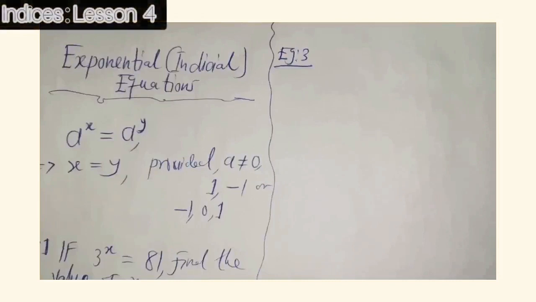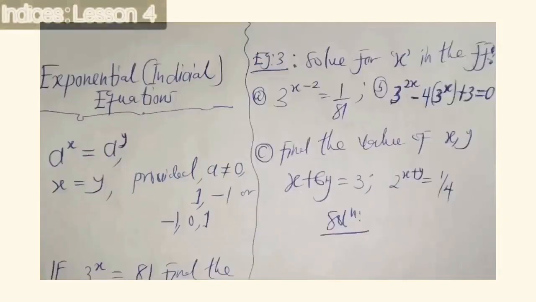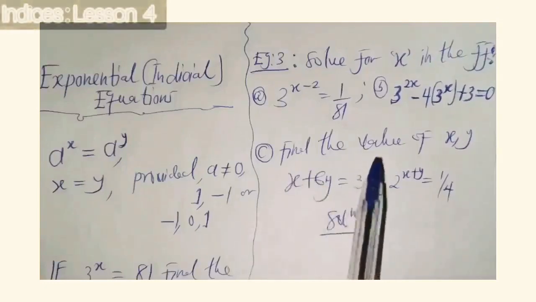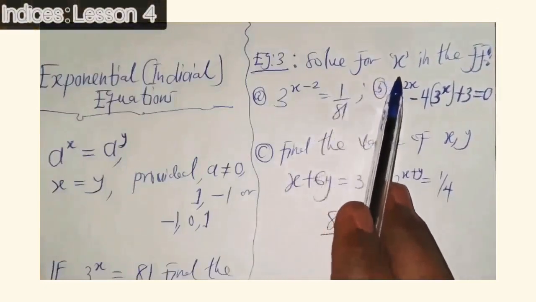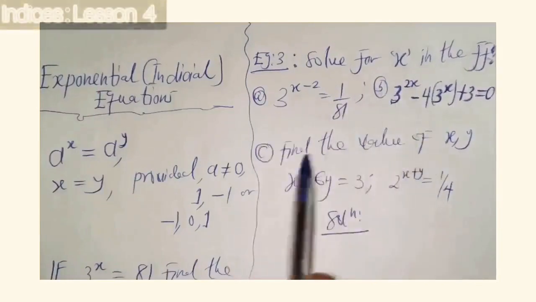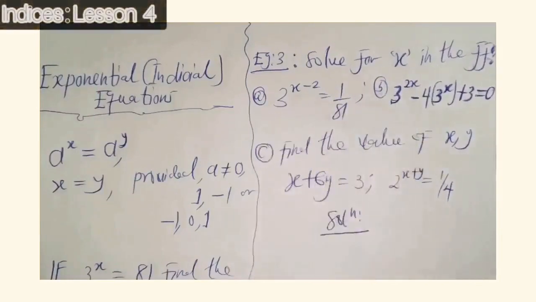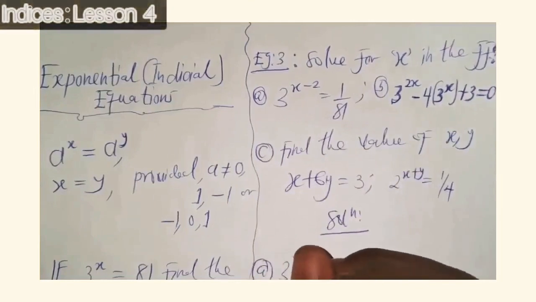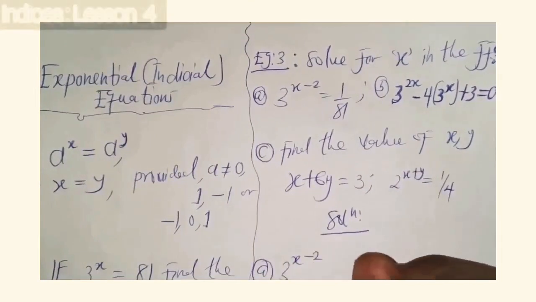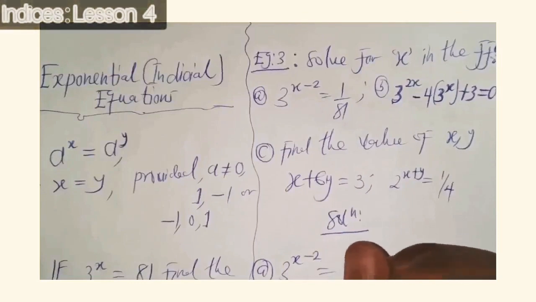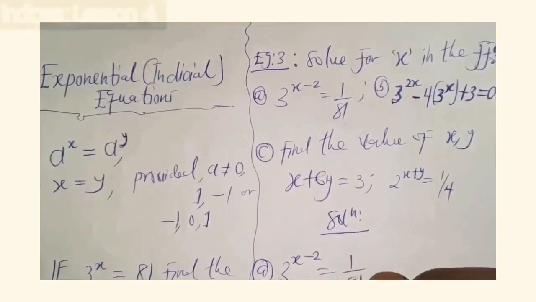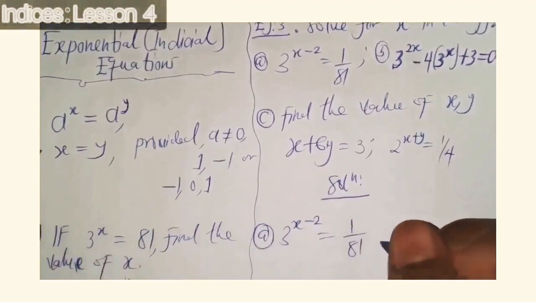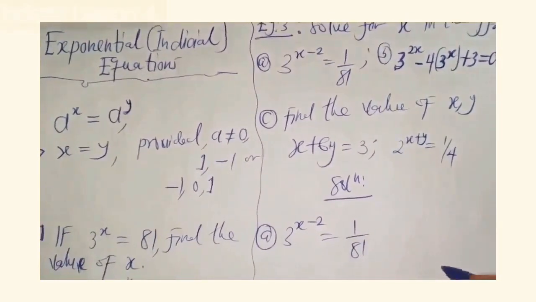Alright, these are our last set of questions on exponential indicial equations, and it's Example 3. We are asked to solve for x in the following, that's a and b, but c has its own requirement. So let's move on to a. We have 3 raised to the power x minus 2 is equal to 1 over 81.